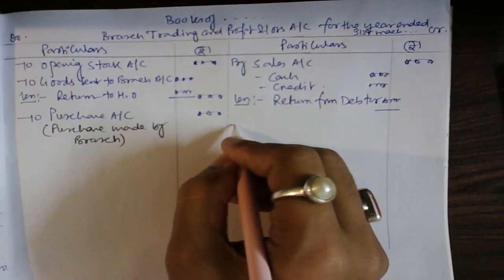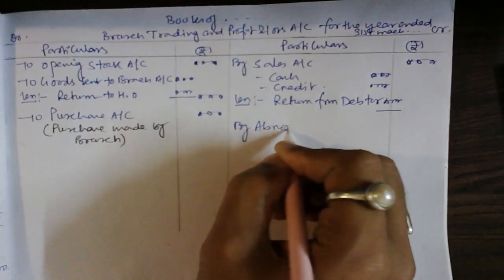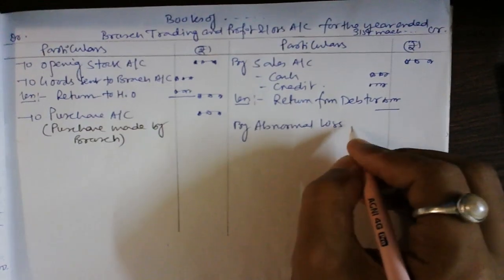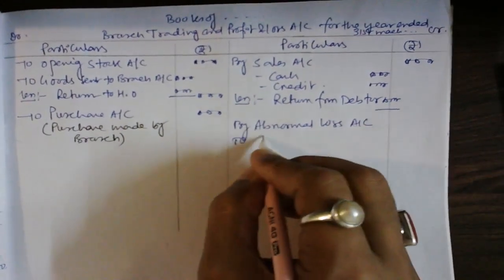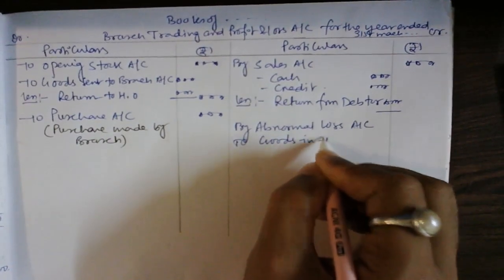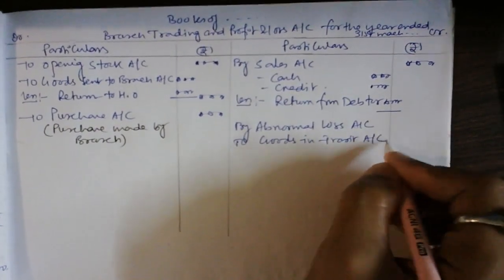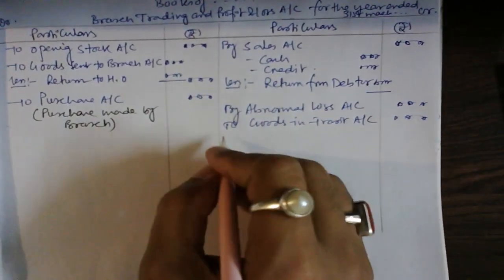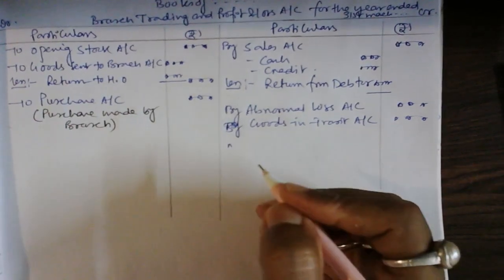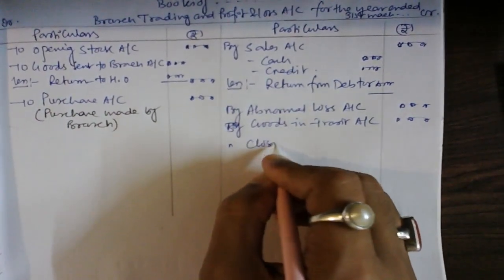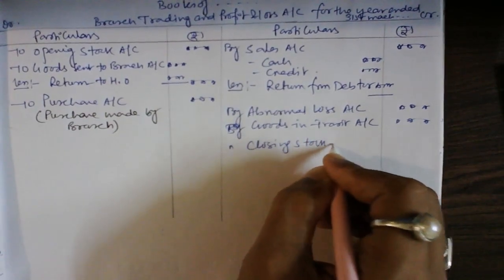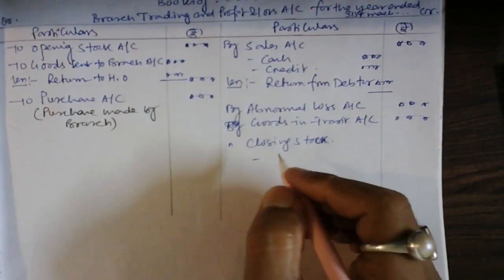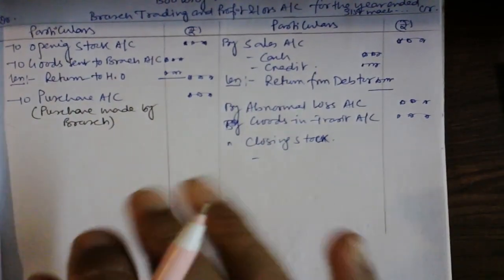Perfect. Now by abnormal loss. You can write also by goods in transit. Then by closing stock. In case of closing stock we may have certain amount of balances. Let's say in closing stock you may have different types of goods in hand. One is called supplied by HO.